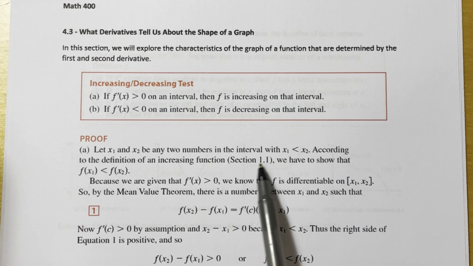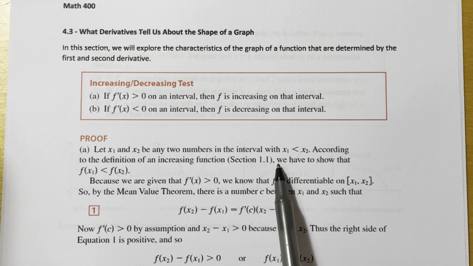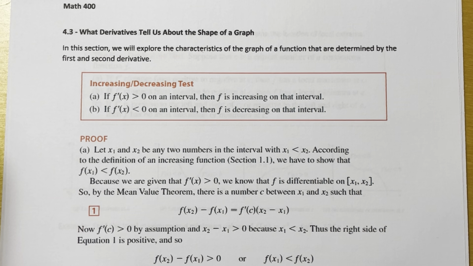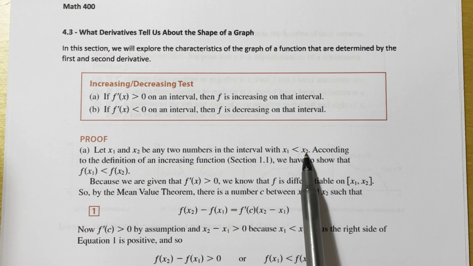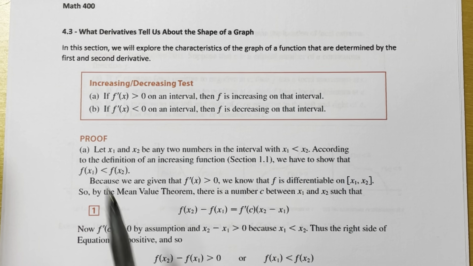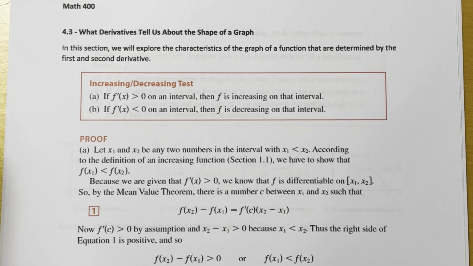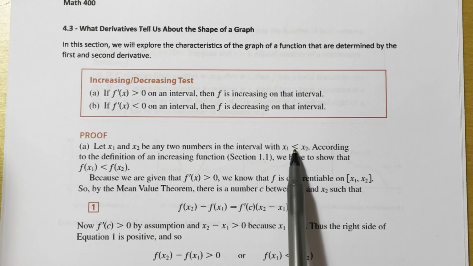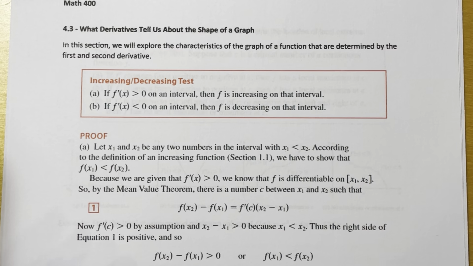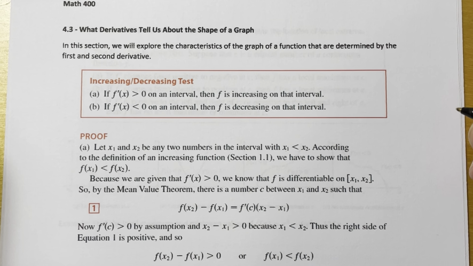But by definition, a function that's increasing on an interval is defined such that for any two numbers in that interval, where let's say x1 is less than x2, f of x1 is less than f of x2. So in other words, applying f to both sides of this keeps this inequality the same. That's how we define an increasing function.